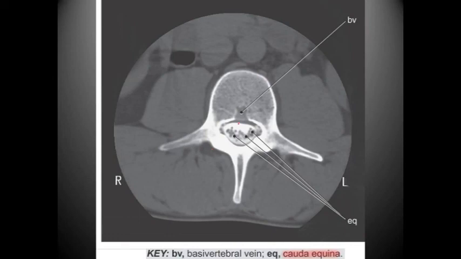So, as we saw, we have contrast medium in the spinal canal, and we have the Cauda equina, and notice how it has a scattered type of appearance. That's what we're looking for. That is the Cauda equina.